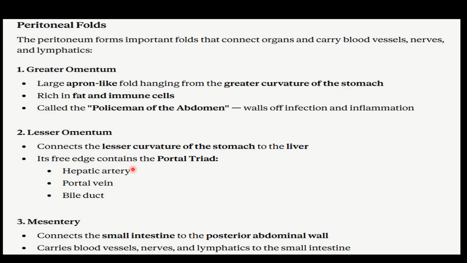Next is the lesser omentum, which connects the lesser curvature of the stomach to the liver. Its free edge contains the portal triad, which is the hepatic artery, portal vein and bile duct. Okay, so these are parts of the peritoneal folds. And the last peritoneal fold is the mesentery, which connects the small intestine to the posterior abdominal wall, and it carries blood vessels, nerves and lymphatics to the small intestine.